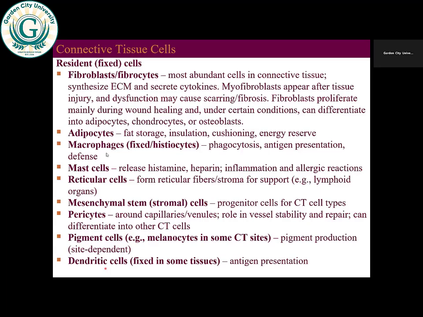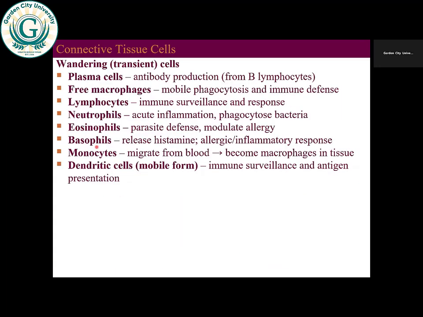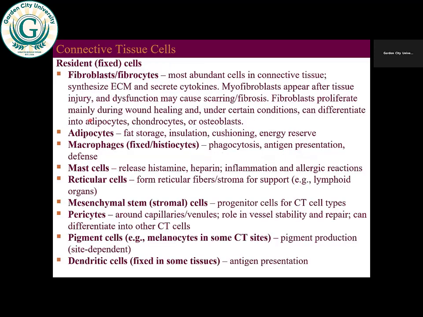They are resident. Now here, macrophages, we are saying fixed. Fixed in the sense that if you look at the alveoli, there are macrophages there. If you look at the liver, there are macrophages that are fixed there, the Kupffer cells. They are not found elsewhere. So under wandering cells, we can still talk about macrophages. Here we are looking at those that move about. So all these things that you are seeing here are basically components of what? White blood cells: monocytes, basophils, eosinophils, neutrophils. All these are cells of the connective tissues.